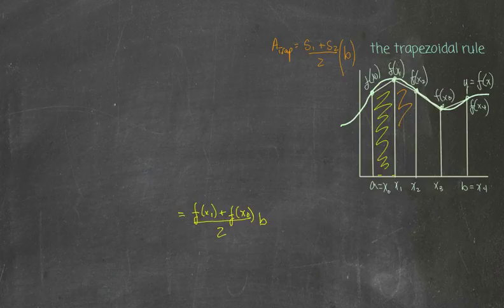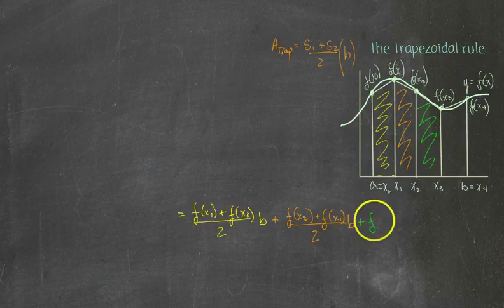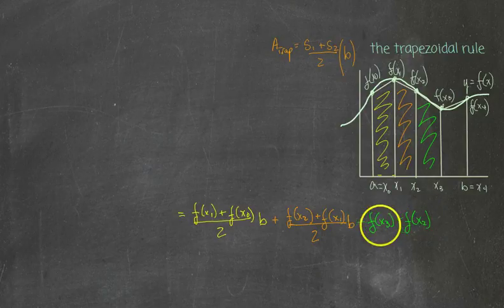Though I could, but it works for me to not do that, at least in this demonstration. So now let's add the area of the second trapezoid. So that would be F of X2 plus the F of X1 divided by 2 to get the average plus its base. Then the third trapezoid, same thing. And last but not least, let's see, let's use purple.